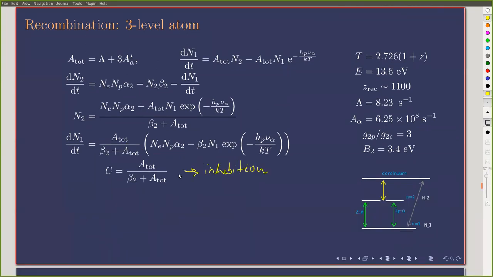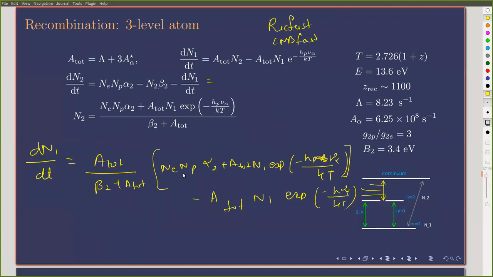Okay, let me find where I was doing that. This is where I made the A total, this factor, and this is the N2, that's this factor minus this. So basically you can now again write and take out the values of n1 separate.